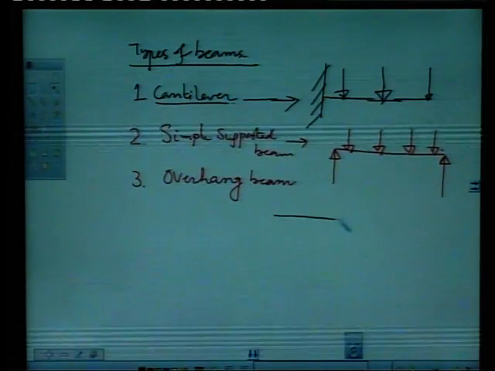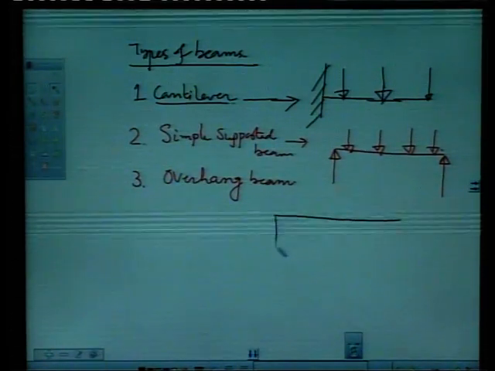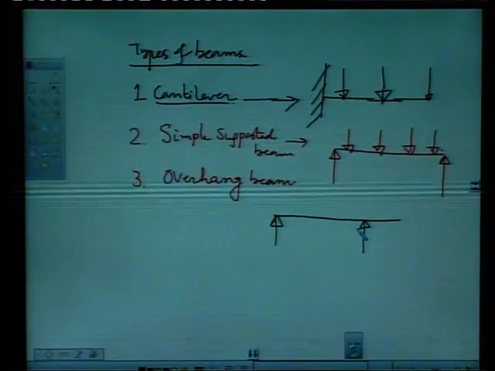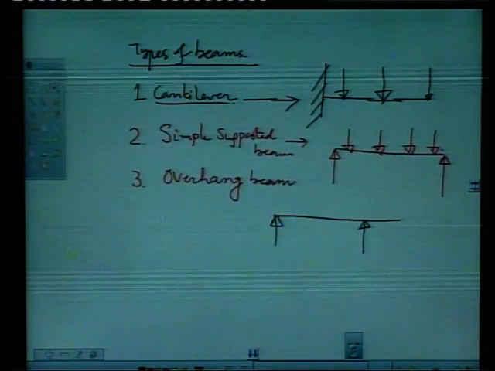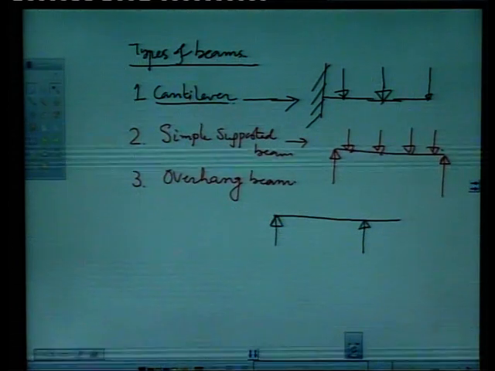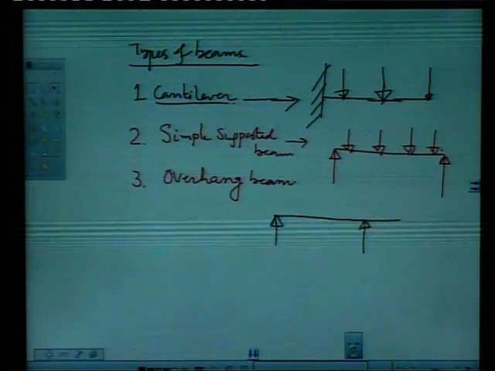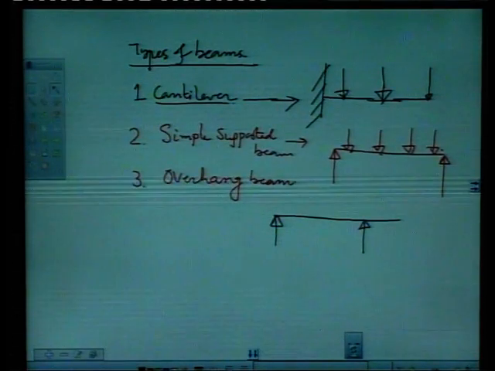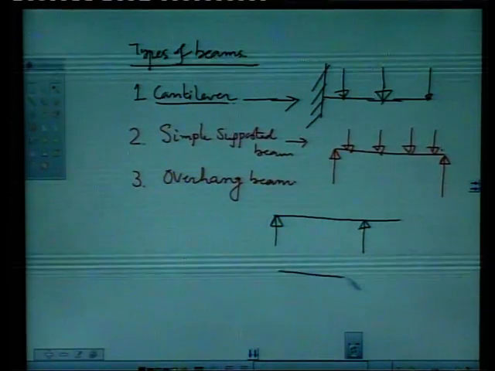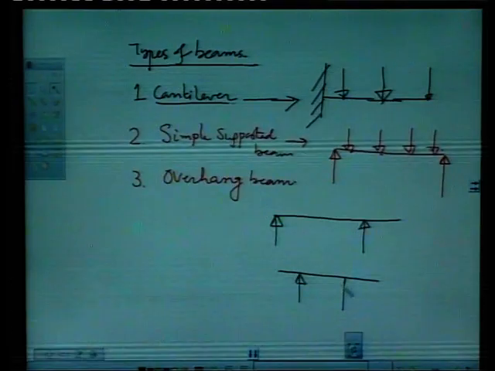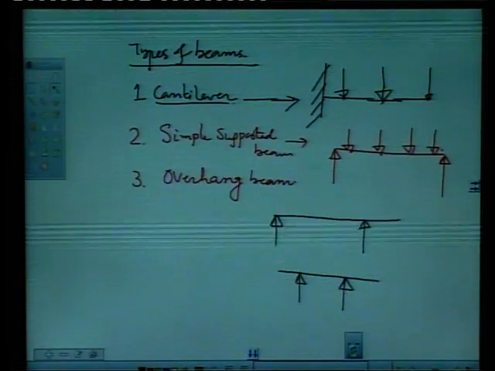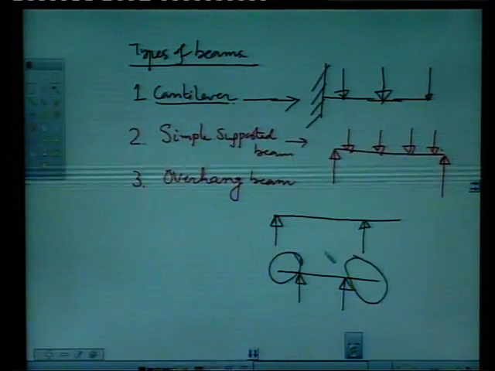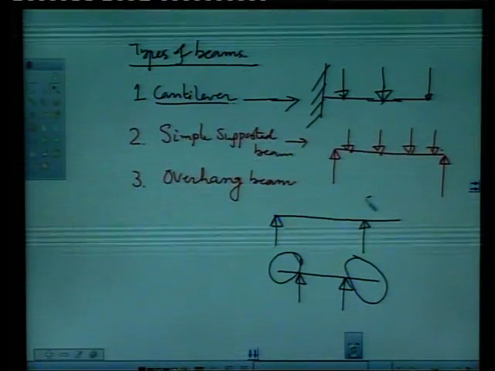Overhang means this is the beam, and it may overhang from one end, like this. So the length or the span of the beam is beyond the support. The beam extends beyond the support. Or this is a one-side overhang. The overhang may also be from both sides, like this. This is also an overhang beam. So this is overhang on one side, this is overhang on another side, and this is overhang only on one side.